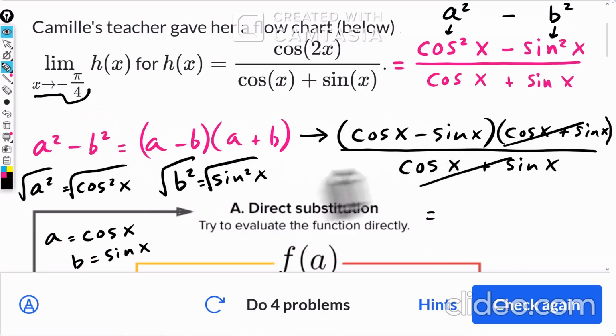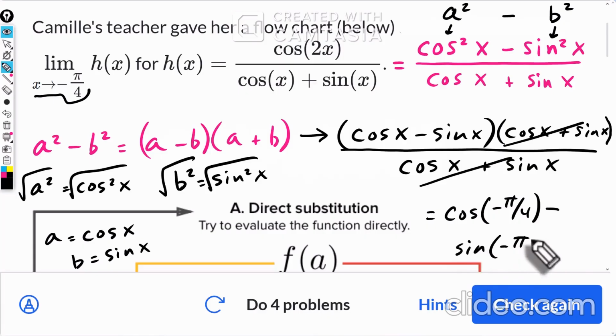X approaches negative pi over 4, so let's do that right here. Cosine, for the x, it's negative pi over 4. And minus sine of negative pi over 4. And now we should get an actual answer, okay? I just took this right here, subbed in negative pi over 4, and let me go to my calculator, set to radians. And I get 1.414, which is actually radical 2, okay, depending on your calculator.